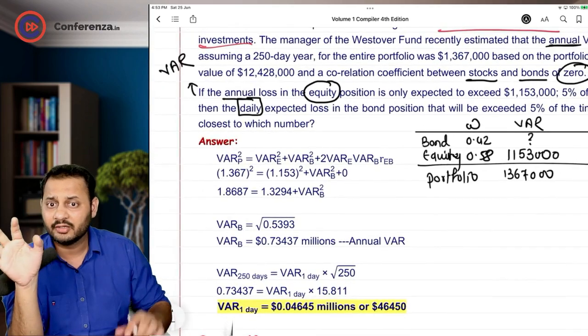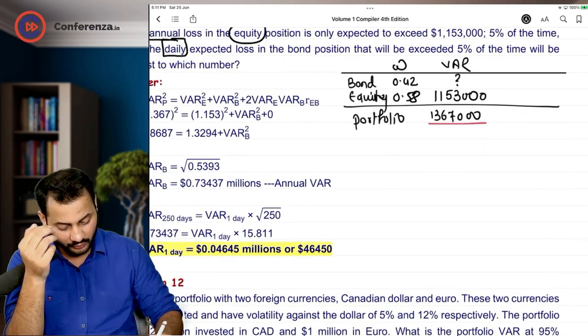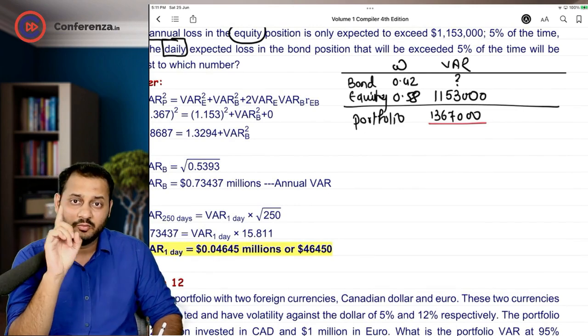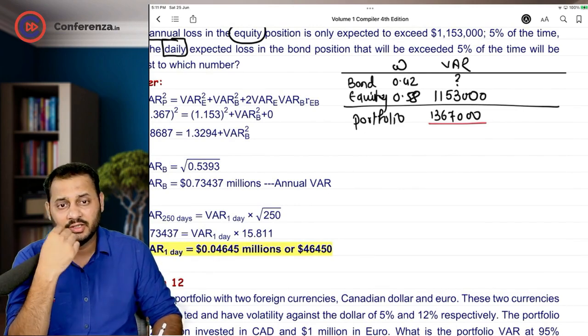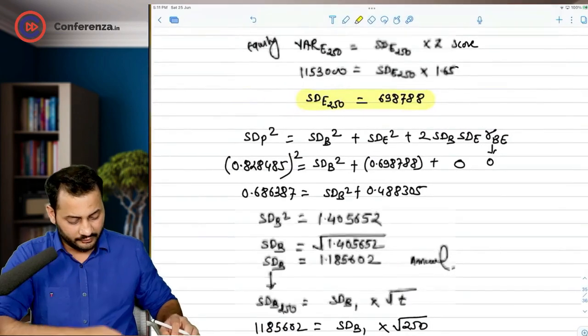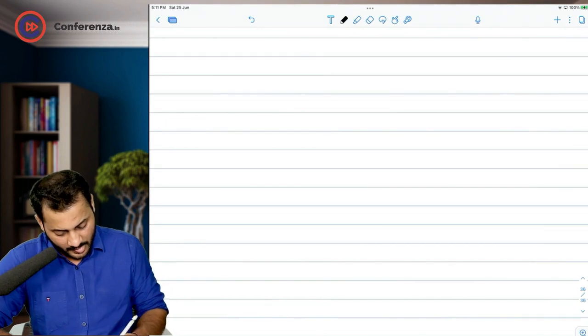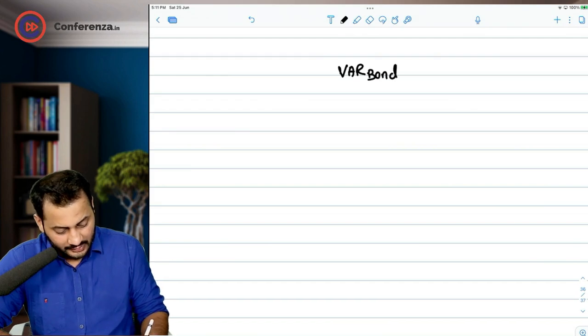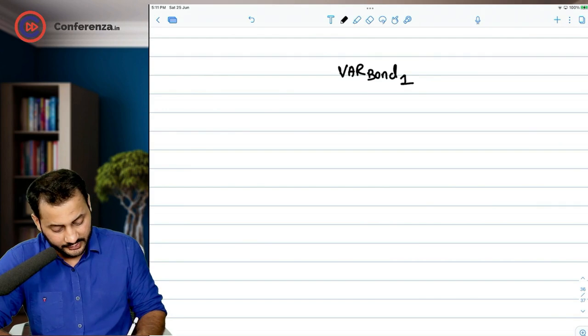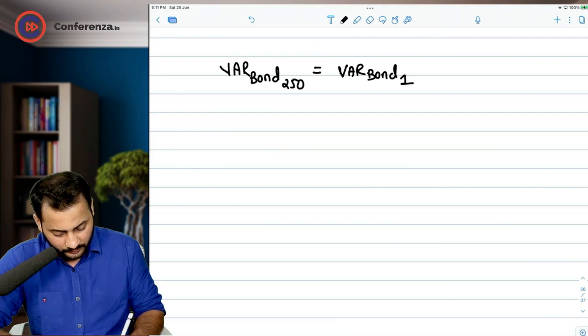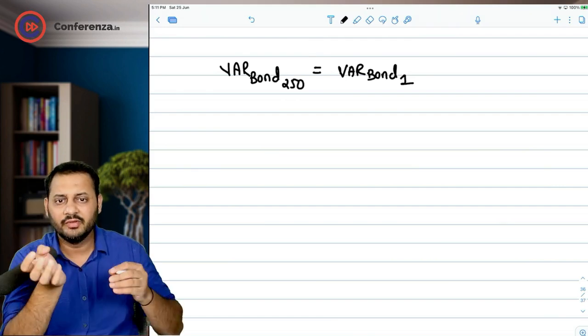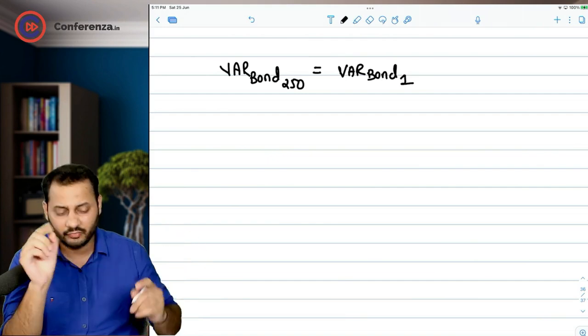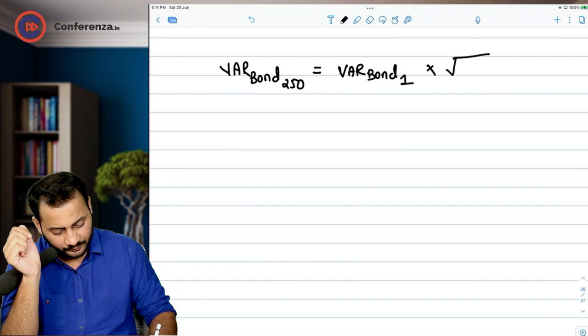We do not want that. We want the daily VAR. We want to calculate the bond VAR for 1 day. For that we will need the bond VAR per annum. Now have a look here. The purpose is to calculate the VAR of the bond, and that too daily. How is it calculated? If we calculate the VAR of the bond for 1 year, that means 250 days, we will be able to calculate the VAR of the bond for 1 day, and that is calculated using this formula. Am I right?